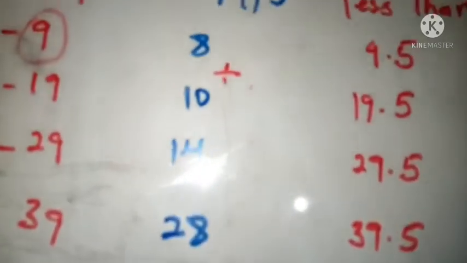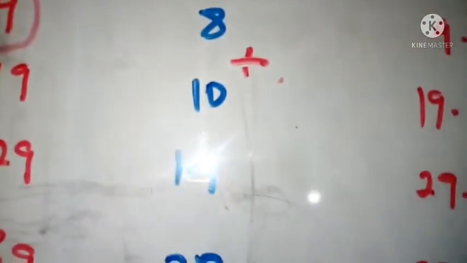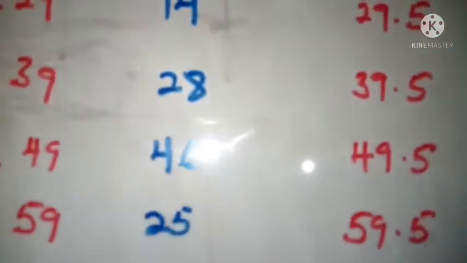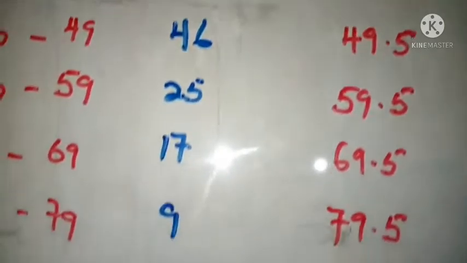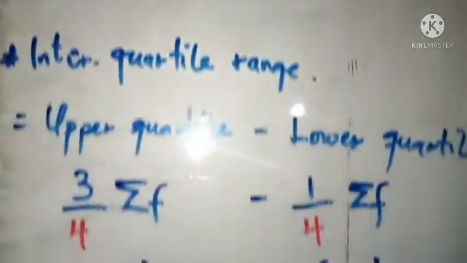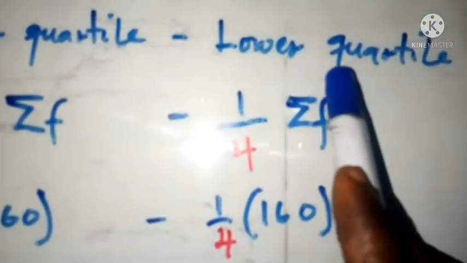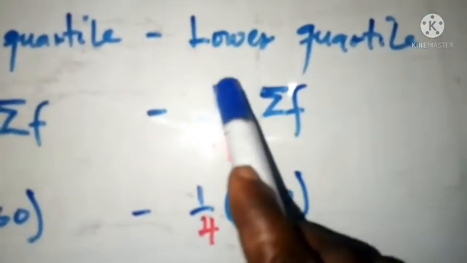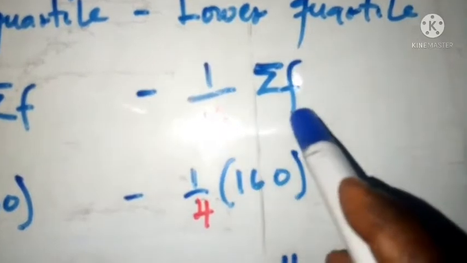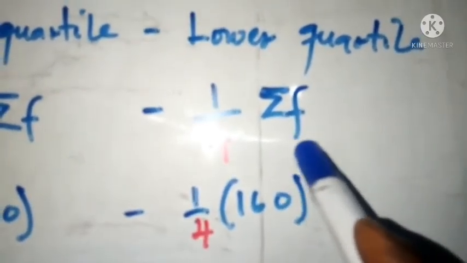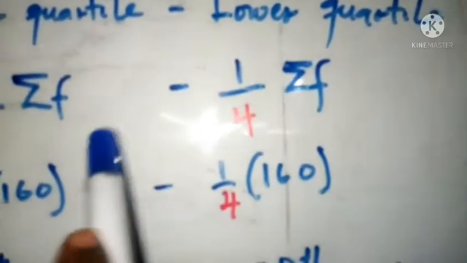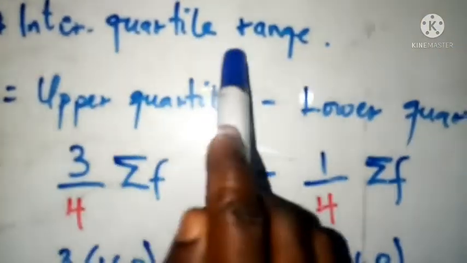Remember, the frequency should be 8 plus 10 plus 14 plus 28 plus 46, 25, and so on to the last person, right? Then you multiply that by 3/4 minus the lower quartile. The lower quartile is 1/4 multiplied by the summation of the frequencies. Is that okay? The difference between the two gives us the interquartile range, right?